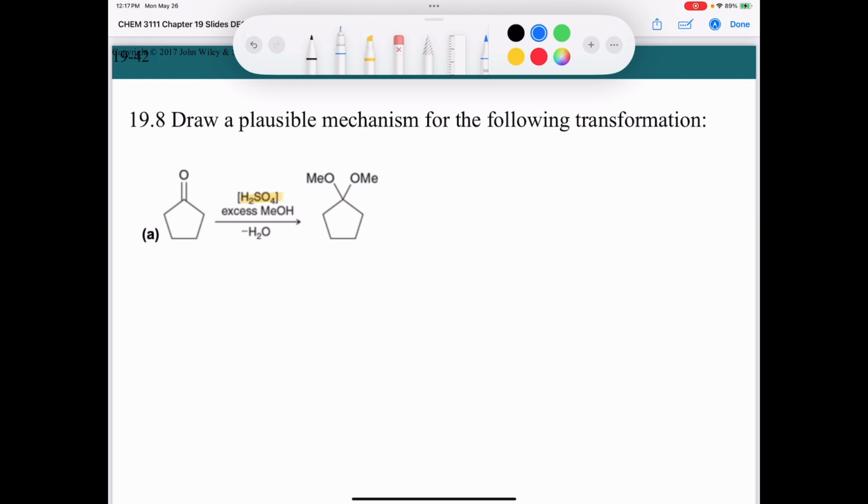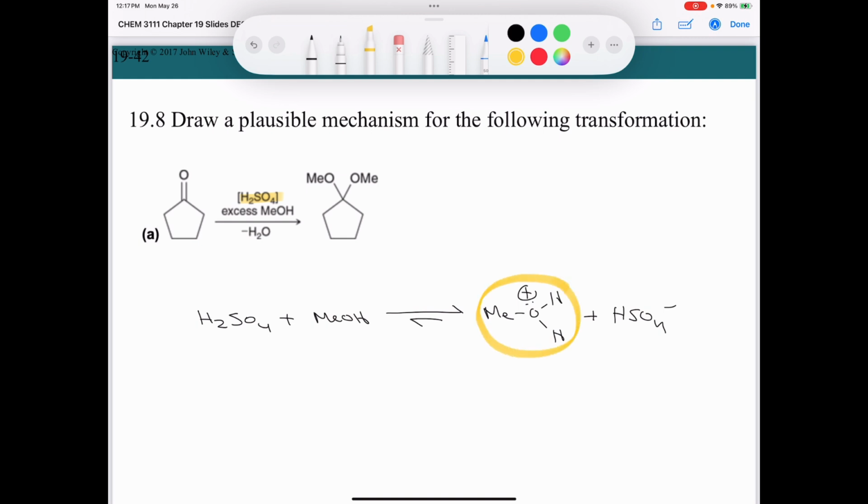But before we even start the mechanism, I want to remind you that when you combine your sulfuric acid plus your methanol, there's going to be an equilibrium that lies to the side of the protonated methanol, right? So you're going to have your protonated methanol like this, and then you're going to have your HSO4 minus ion. Since the equilibrium is going to lie to the right, this is going to be the major acid. And this is its conjugate base.